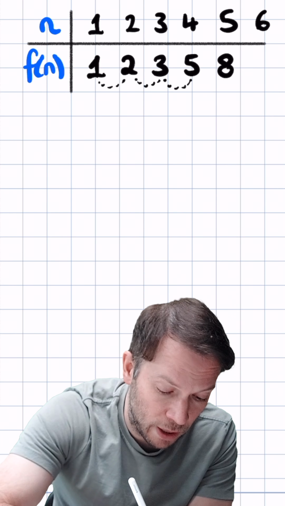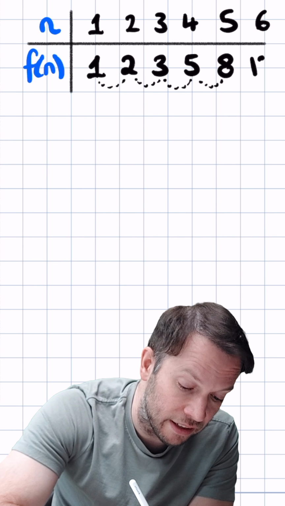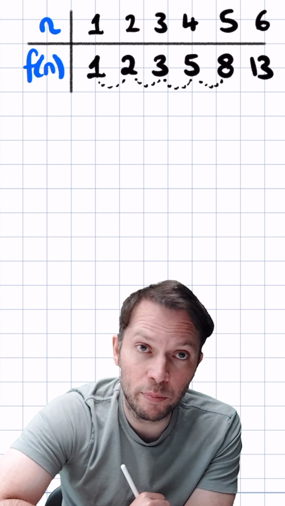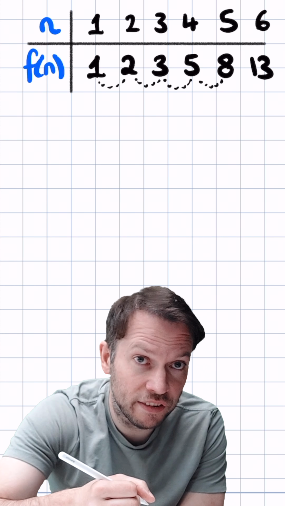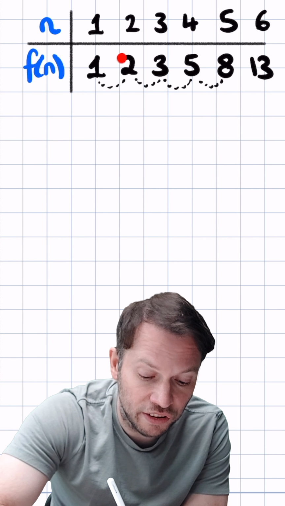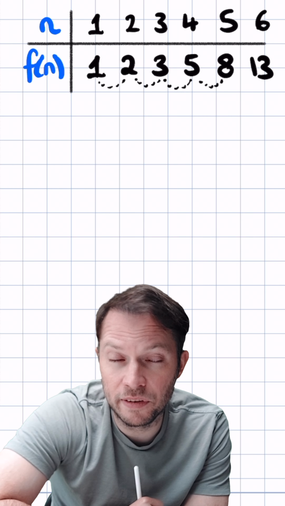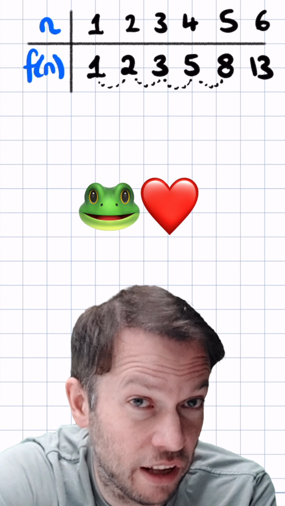And we can continue this way. 8 plus 5 is 13. So if we had 6 lily pads, there would be 13 ways. And you might recognize this as a Fibonacci-like sequence, where each term is the sum of the previous 2 terms. So can you work out the number of routes when there's 100 lily pads?